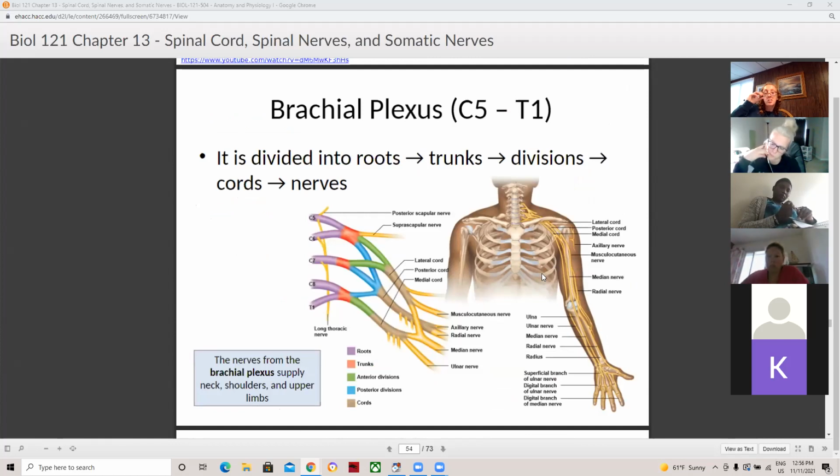The brachial plexus is divided into roots, trunks, divisions, cords, and nerves. Nerves from the brachial plexus are going to innervate the neck, the shoulders, and the upper limbs. So this is coming off C5 to T1. The major nerves coming off are the musculocutaneous nerve, the axillary nerve, the radial nerve, the median nerve, and the ulnar nerve.